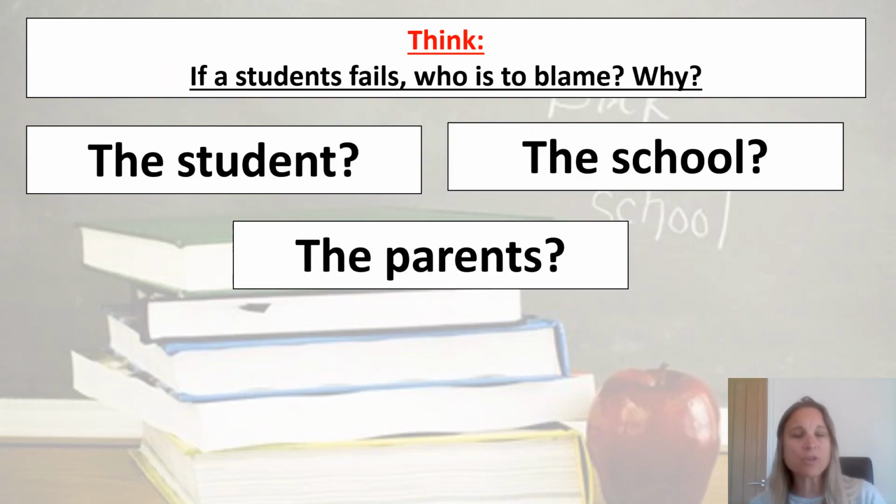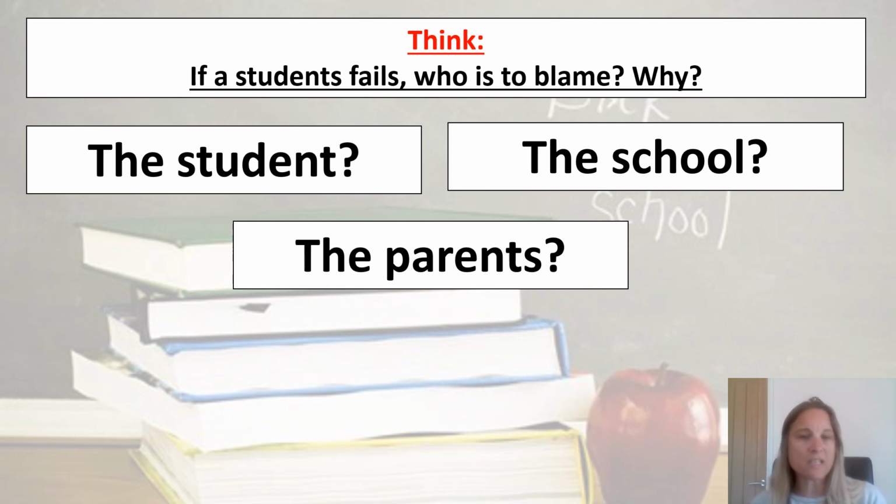So finally, I just want you to think about, if the student fails, who are you thinking is to blame? Is the student to blame? Is the school to blame? Are the parents to blame? Or is it a mix of all? And in which case, which bits, why and when? Have a little think about that.